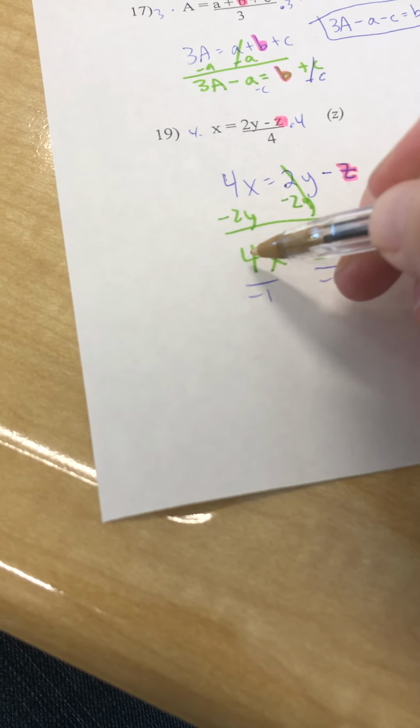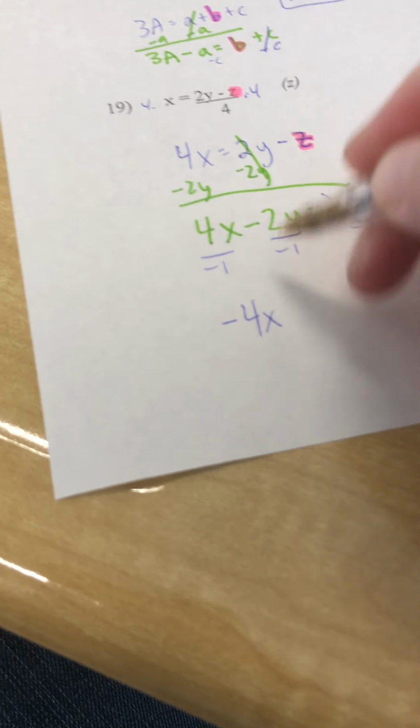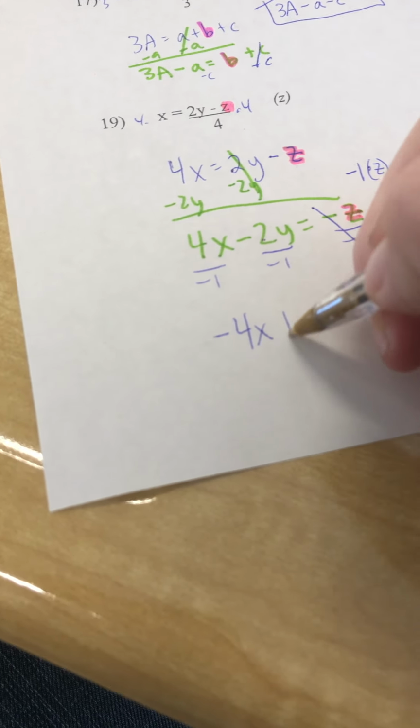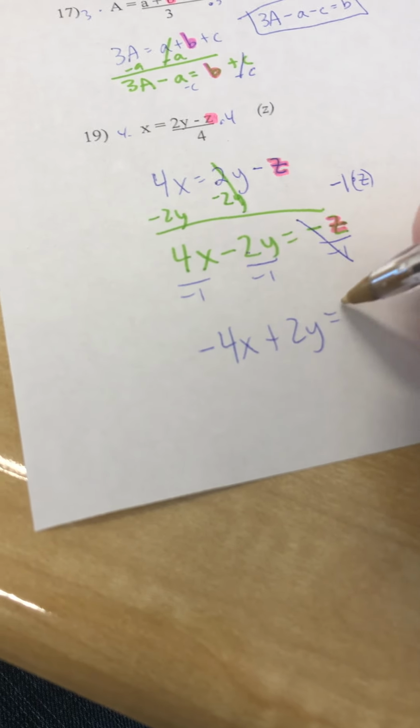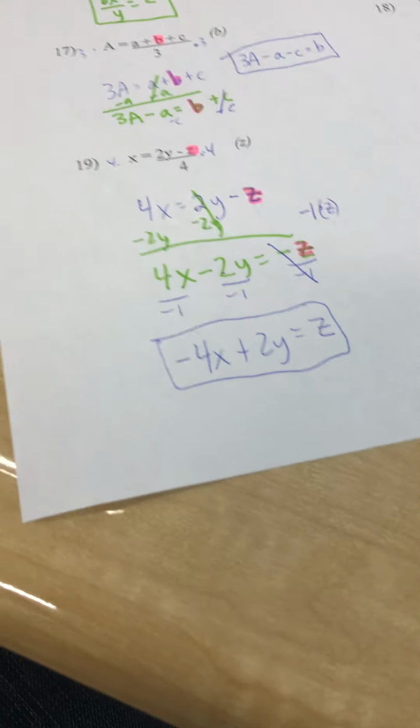And so positive 4x divided by -1 is a -4x, and -2y divided by -1 is a positive 2y equals our positive z. Thank you.